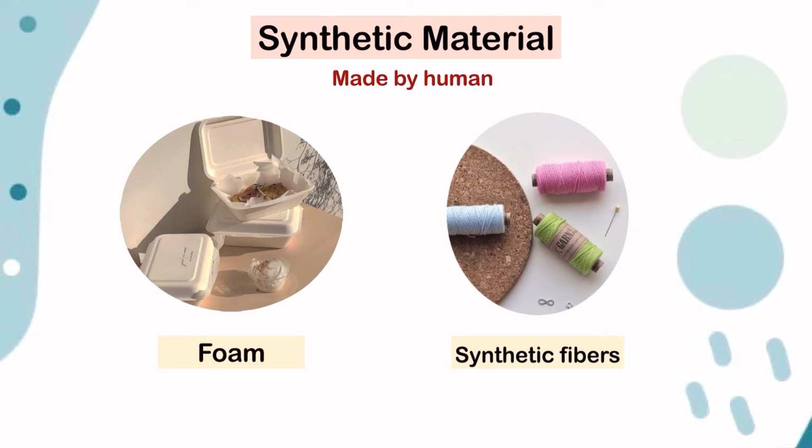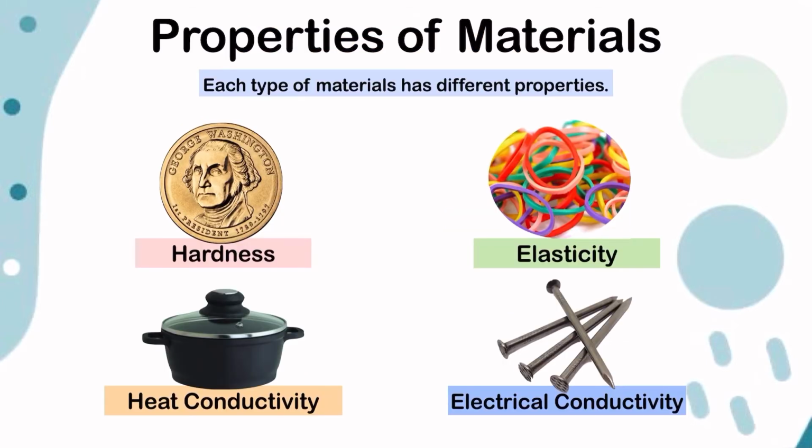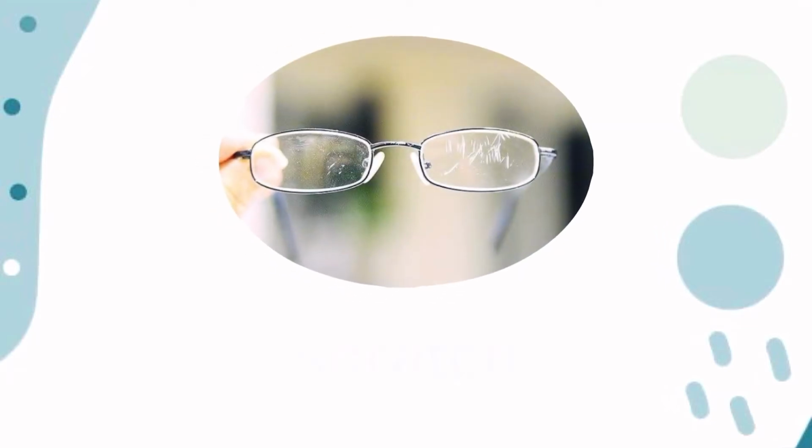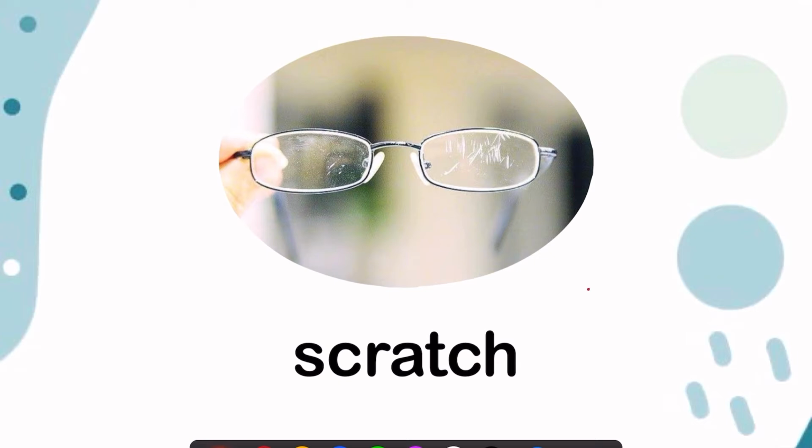Okay, so we have two types of material, remember? Natural material and synthetic material. And now, properties of materials. Remember, each type of material has different properties. For the first one, we are going to focus on hardness. Remember the word scratch. Can you see the scratches on glasses here?